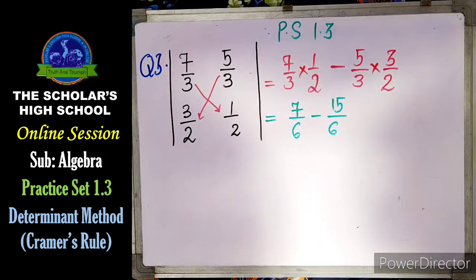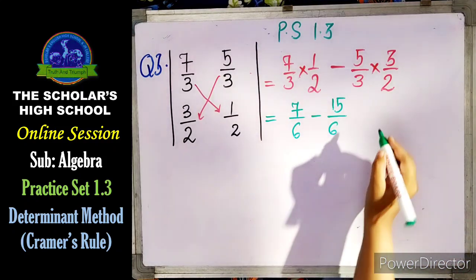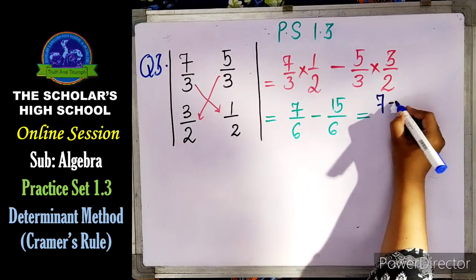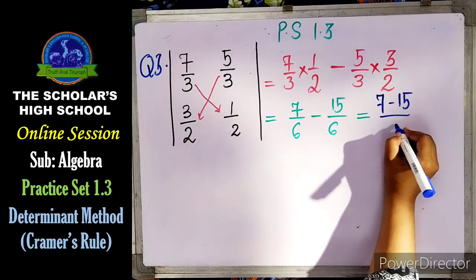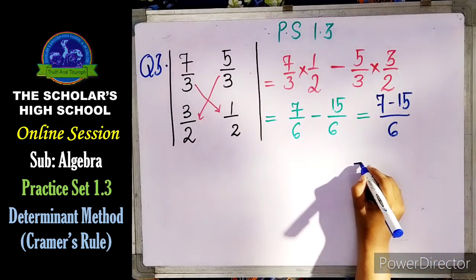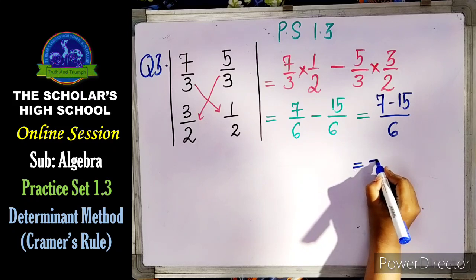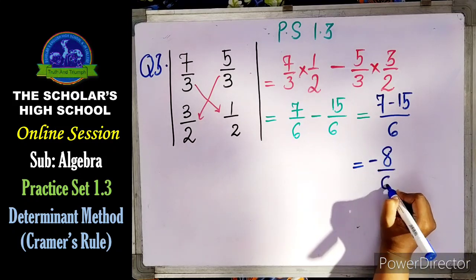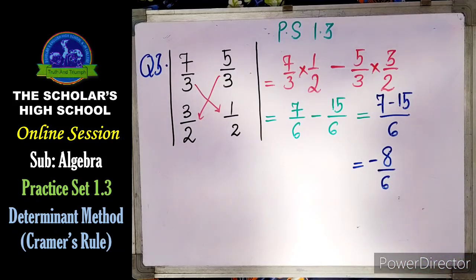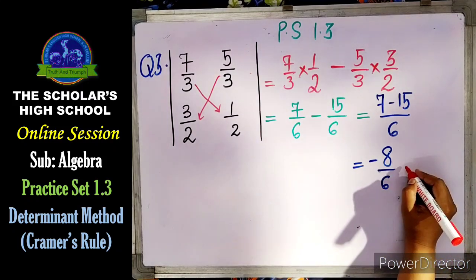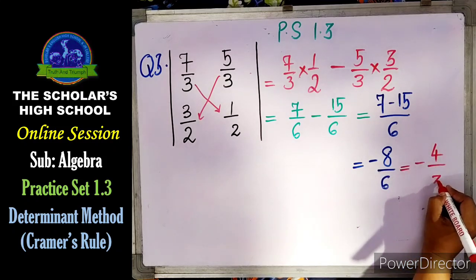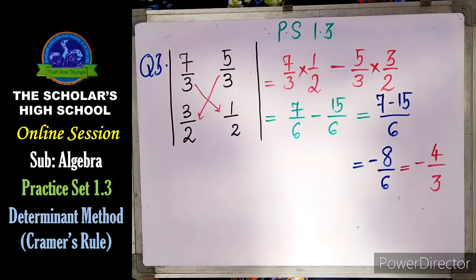As the denominator is the same, you can add or subtract. So it will be 7 minus 15 upon 6. So you know plus minus is minus, but the sign of the greater number is minus. 15 minus 7 is 8 upon 6. You can simplify the fraction. 8 and 6 are divisible by 2. So minus 2 4s are 8 and 2 3s are 6. So your value is minus 4 upon 3.